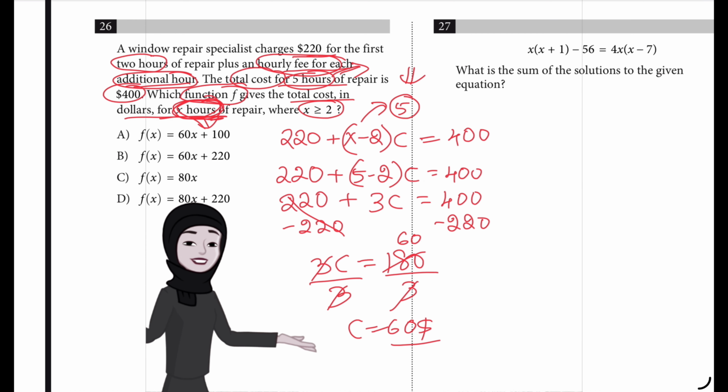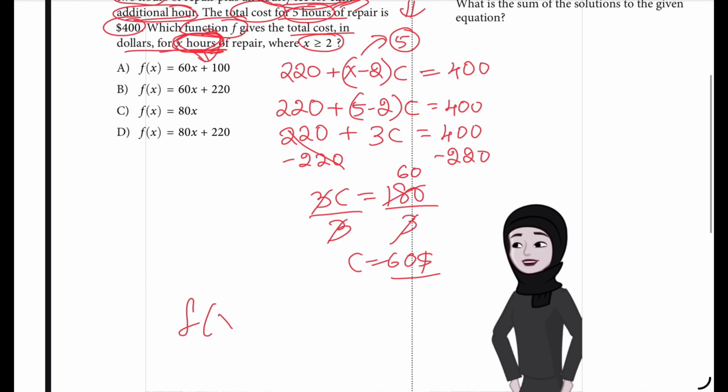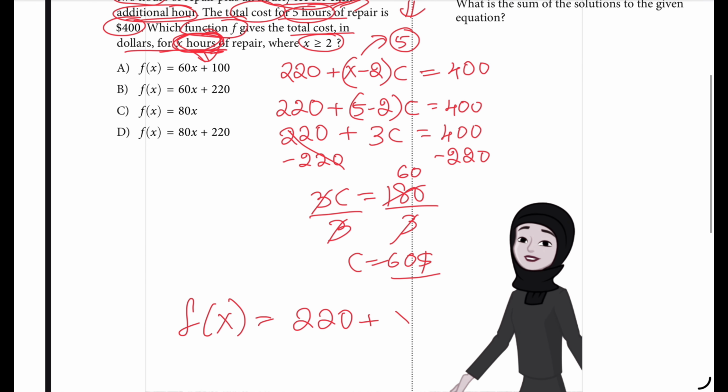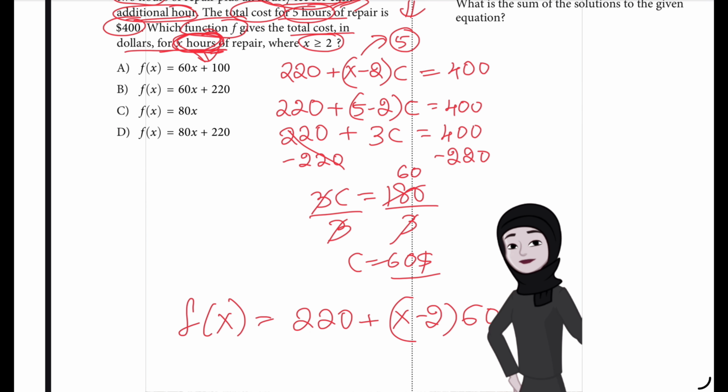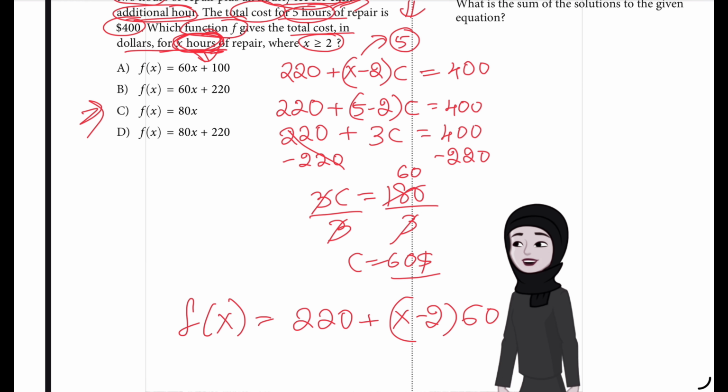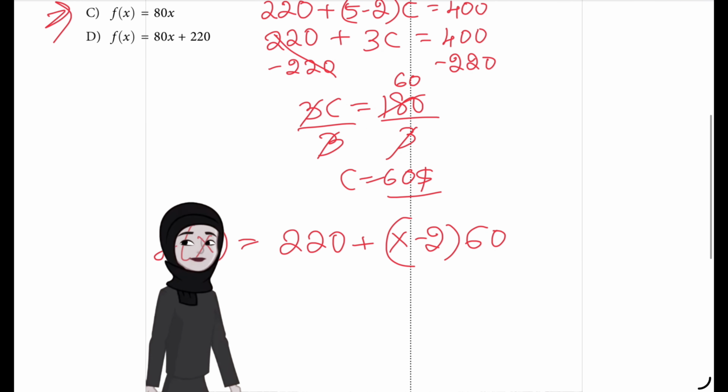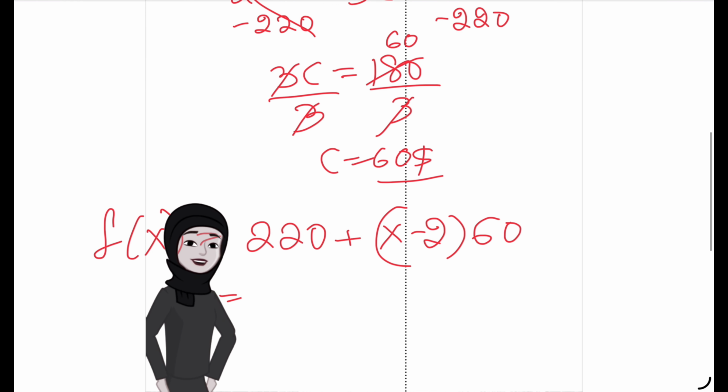So in general, for x hours of repair, it will be f of x is equal to 220 plus x minus 2 times 60. So this is our equation, but the answer choices are not like this. It has been reduced and simplified. So let us do that.